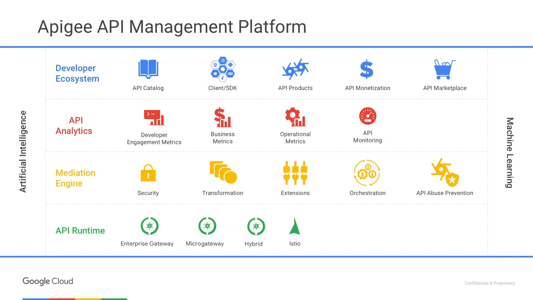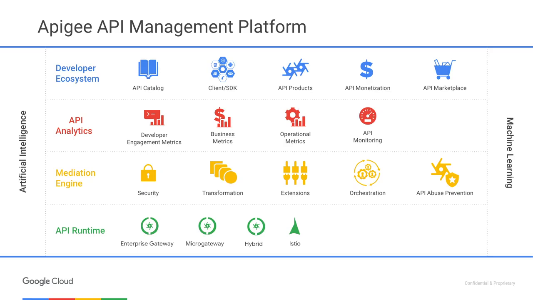So if you look at the Apigee API management platform today, it is Google Cloud's comprehensive full lifecycle API management platform, which includes a runtime layer, a mediation engine, API analytics, and also provides you a developer portal and monetization capability. But the way we are leveraging the API data today is by providing three different kinds of metrics for three different personas. For somebody like a product manager, we provide developer engagement metrics. For a business persona, we look at business metrics such as revenue generation, etc. And for an operations persona, today we have a deeply integrated monitoring capability.